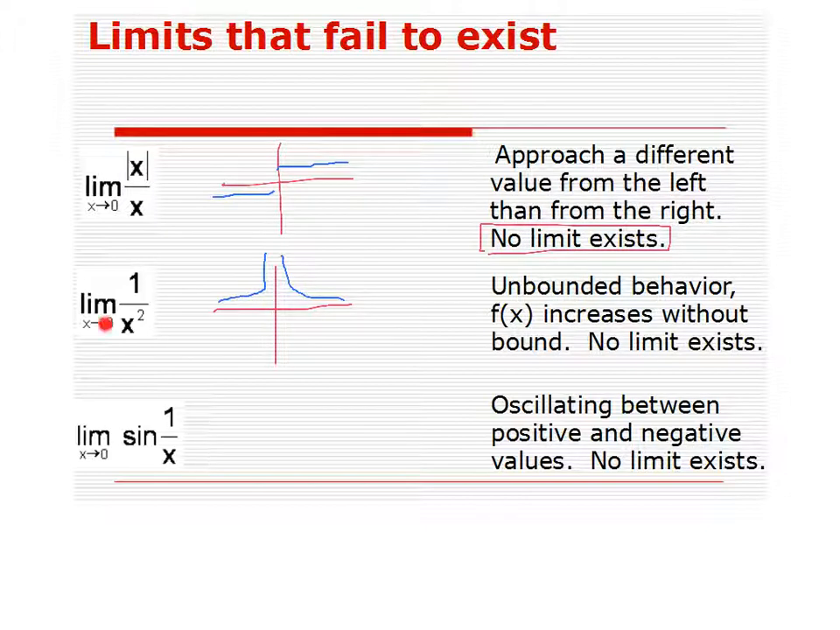Now, as x is approaching 0, let's look at what happens. X is getting closer and closer and closer to 0. This is just going to get higher and higher and higher. Do you remember what's going on right here at this spot? It's an asymptote. So this is really never ever going to touch that axis. And same thing from this side. It's just going to get closer and closer and closer. And it would be impossible for me to pick a y value that it approaches because it goes on towards infinity. That's called unbounded behavior. f of x increases without bound. And if I can't pick out a limit, then I'm going to have to say no limit exists.